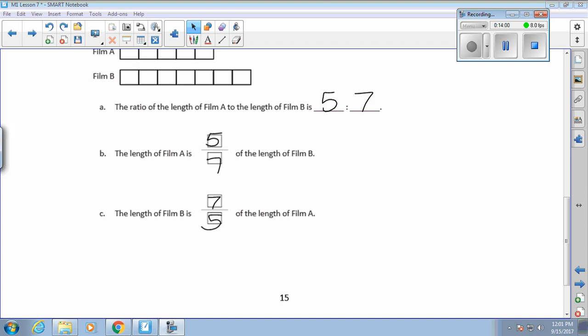So we just got back from our fire drill. So the kids have left. This is a quick recap of the lesson. So it says the ratio of the length of film A to the length of film B is 5-7. And we talked about how the length of film A is 5/7 the length of film B. It is less than the whole amount of B. So that is why that value is less than 1. The length of film B is 7/5 the length of film A. It's greater than the value of 1.